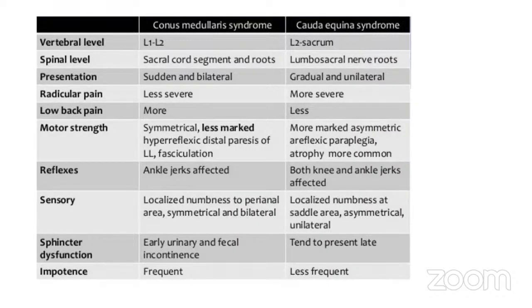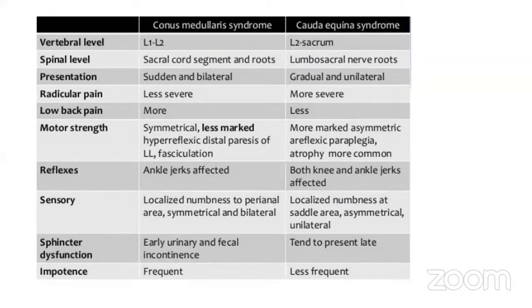This is a slide to differentiate the two. Conus levels versus cauda equina level, which is more diffuse. The presentation of conus is always sudden and symmetrical, whereas cauda may be gradual or acute, but very often asymmetrical. The radicular pains are more severe in cauda equina syndrome, whereas the general low back pain is more common in conus medullaris. Motor strength is symmetrical and relatively less affected in conus as compared to cauda, where the lower limb power is more severely lost.